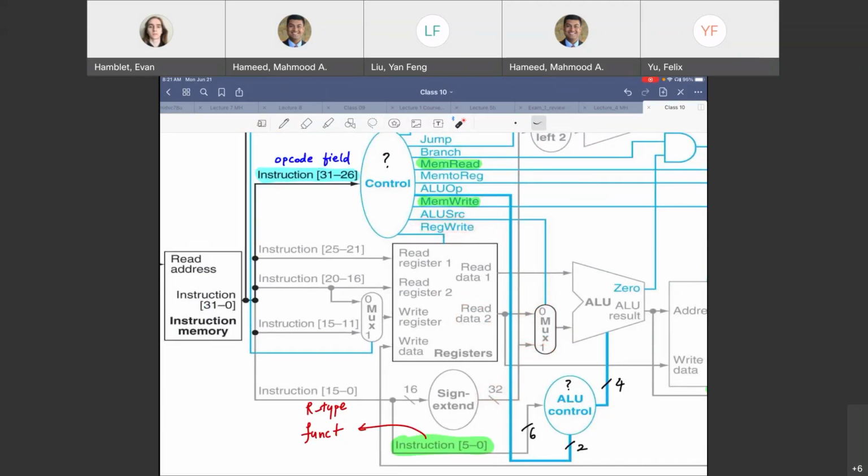Register write, even simpler. Are you writing to a register in the register file or not? If you want to write it, make it a 1. Don't want to write it, make it a 0. An example of an instruction where you want to write and don't want to write. Let's start with when you want to write. Go ahead. Load, right? Load word, you have to write to a register. So that would be a 1 there. An example of when you don't want to write. Store word. All right. So store word, you don't want to write to a register. So register write control would be a 0 for that.